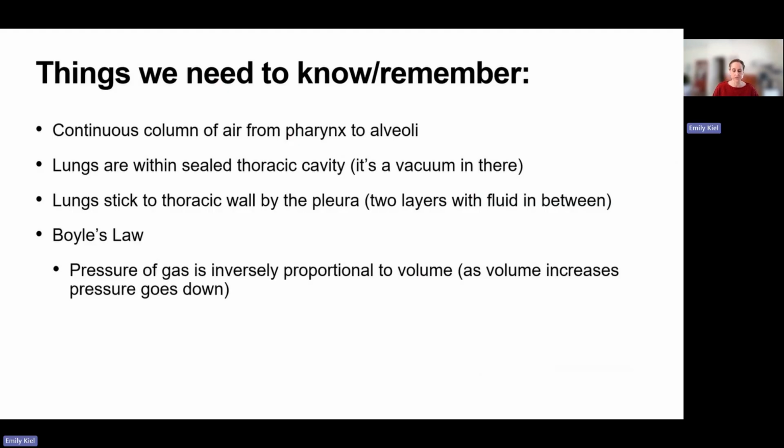And then we want to remember Boyle's law. This is the law that's controlling that mechanism of breathing we just talked about. Pressure of gas is inversely proportional to volume, which is a fancy way of saying as volume increases, pressure goes down.